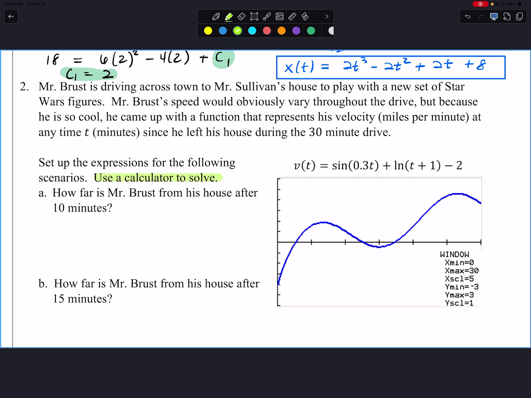Does that make sense? If I did the derivative going forward, do you guys agree that'd be miles per minute squared? That'd be acceleration. I want miles. So I want the position, so I need to go backwards. Does that make sense? So in order to write the steps for this, after 10 minutes. So do you guys agree that it starts at time t equals 0? And then it's going to go to 10. So this is going to be the integral from 0 to 10 of v of t dt. This is all the work you have to show, because we're going to use a calculator.